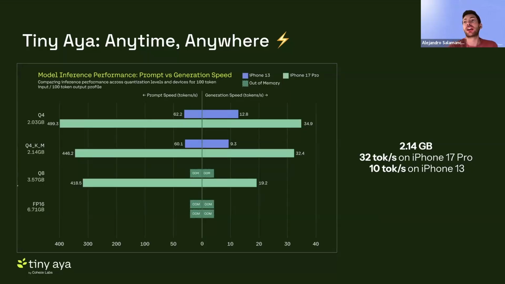Tiny Aya, the quantized version, can run on an iPhone 17 Pro at 32 tokens per second, which is fairly fast, good for any sort of conversation. But even on older phones, previous to the LLM revolution, like an iPhone 13, we can still run at 10 tokens per second. So it should be good to have some sort of basic conversations offline on your phone.